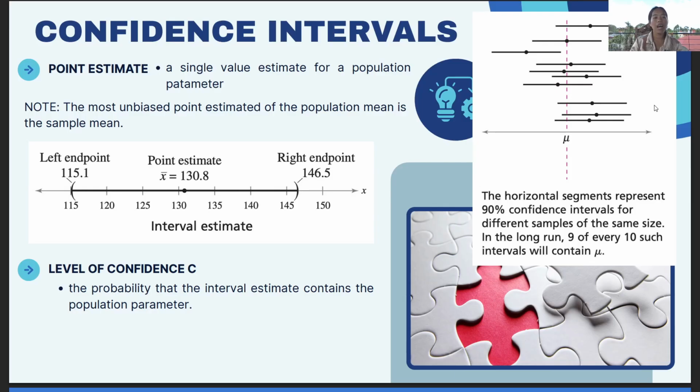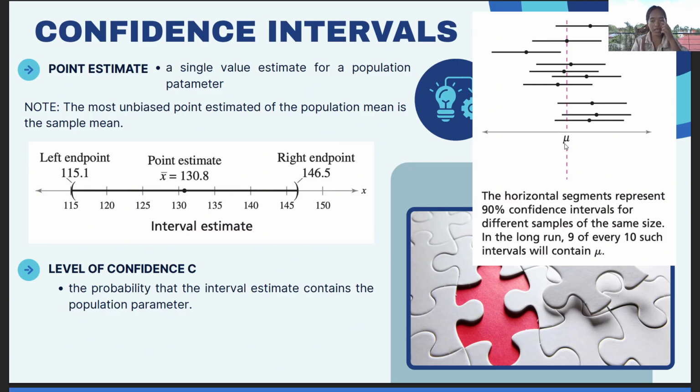To proceed, we have the confidence intervals. So, a point estimate is a single value estimate for a population parameter. Note that the most unbiased point estimate of the population mean is the sample mean. The level of confidence is the probability that the interval estimate contains the population parameter.